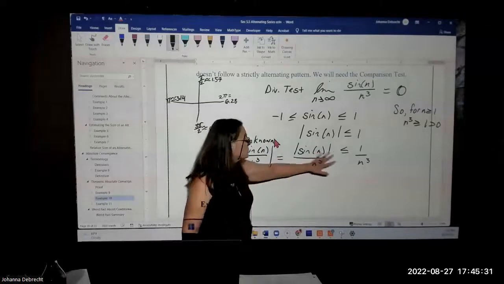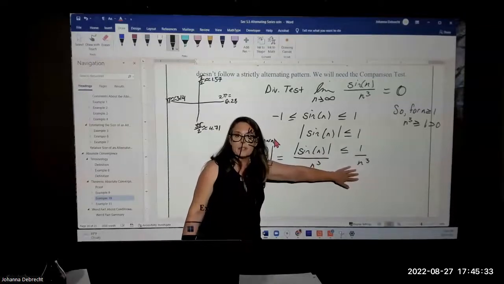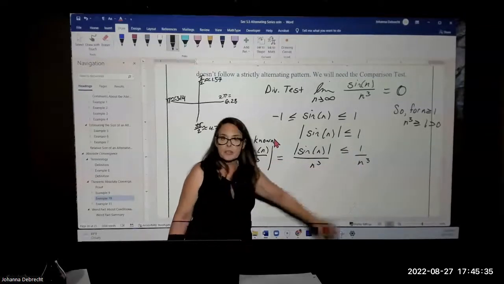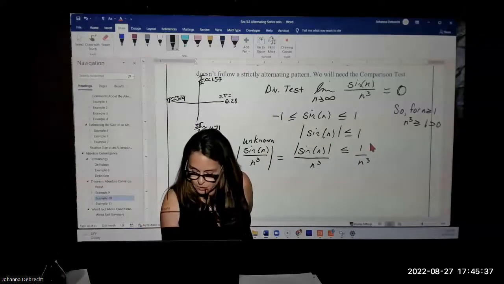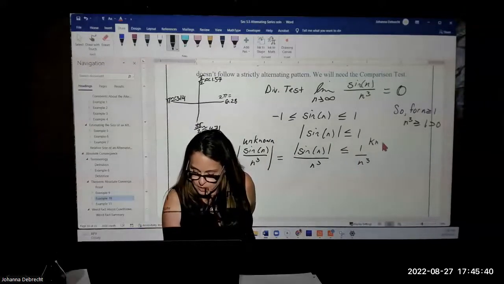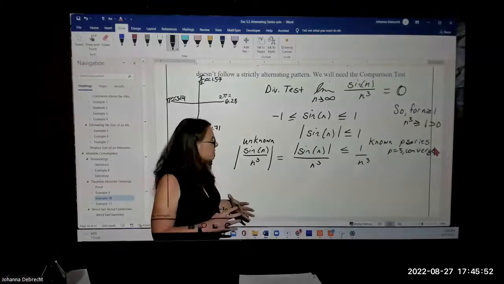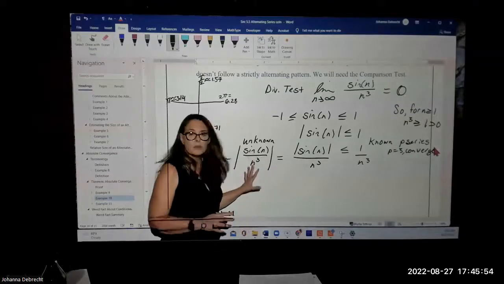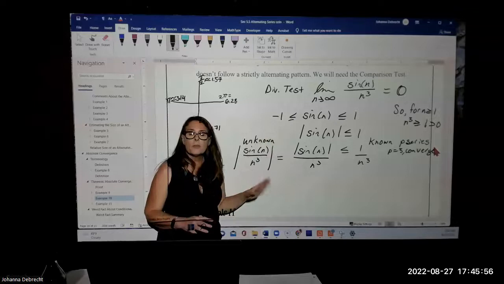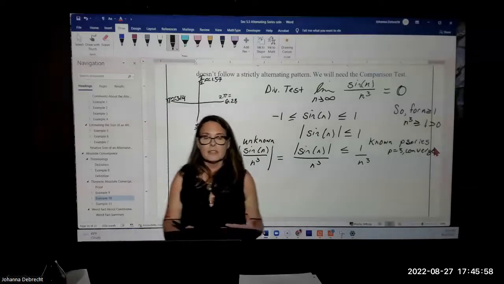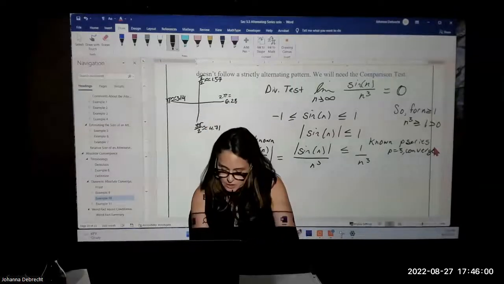Less than or equal to some other series. Now I know what this one is. This happens to be a convergent p series with p equal to 3. This is a known p series and it converges. P equals 3, so it converges. So I have my known convergent series larger than my unknown. So by the comparison test, it must converge.